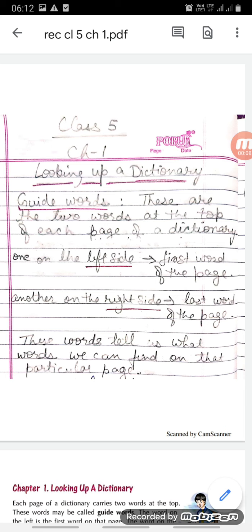Dear students, today we will be starting with lesson number 1 of our English grammar book. The name of the lesson is Looking Up a Dictionary.